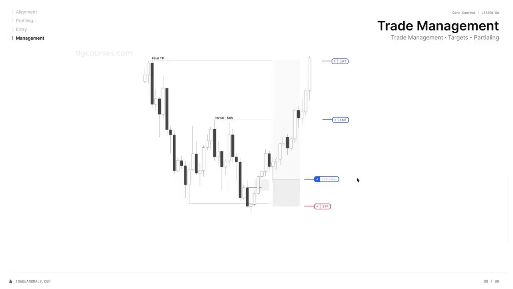Now let's talk about partialing. This is really what I'm talking about with being higher than a 2R. So I'm not the biggest fan of just targeting 2R and partialing there. I'm more of a fan of partialing at relevant levels. So if this is your final TP, your higher time frame draw on liquidity, this is the reversal. Let's kind of walk through everything here.